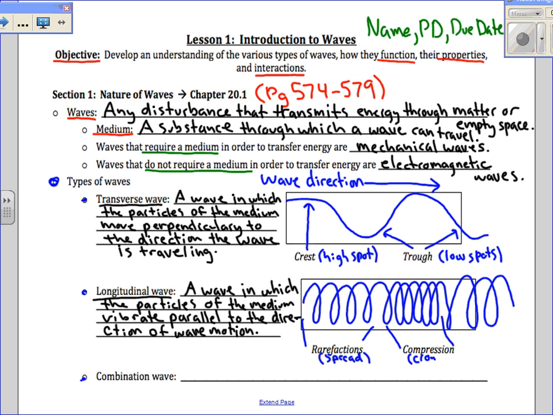Okay. Now, there's one last wave that we need to discuss, and that is a combination wave. Okay? Combination waves are waves where two waves interact with one another. So a wave where two waves interact with one another.